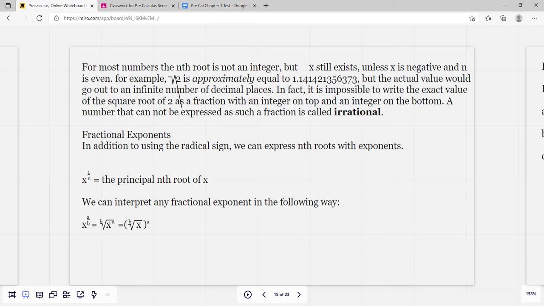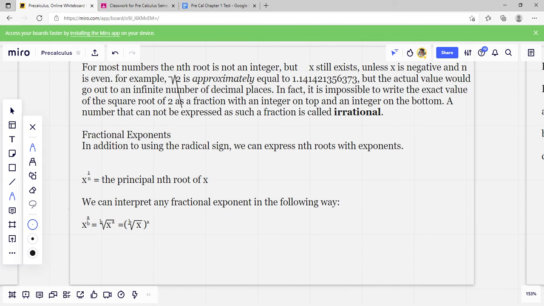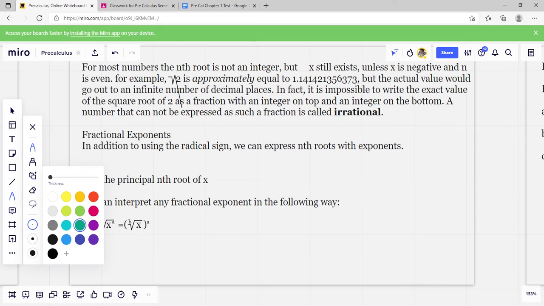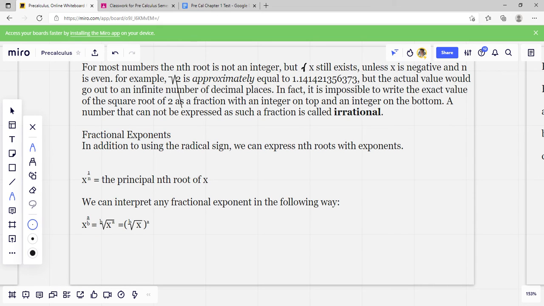For most numbers, the nth root is not an integer, but the nth root of x still exists. That's supposed to just be the square root of 2. For most numbers, the nth root is not an integer, but the nth root of x still exists unless x is negative and n is even.